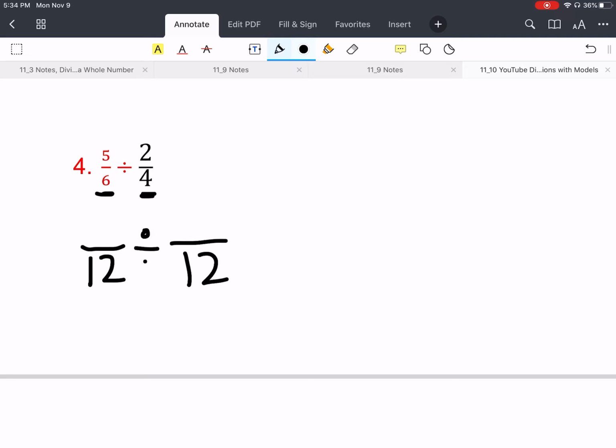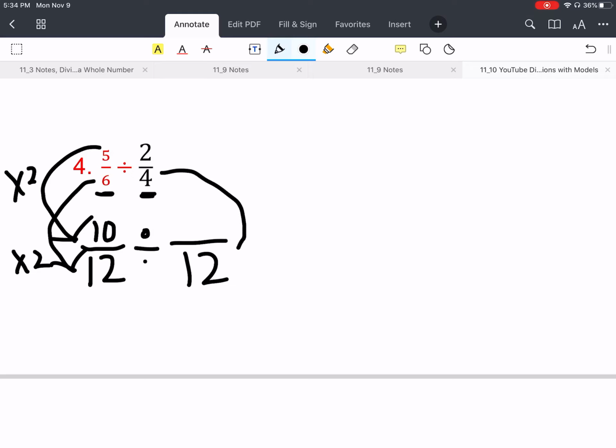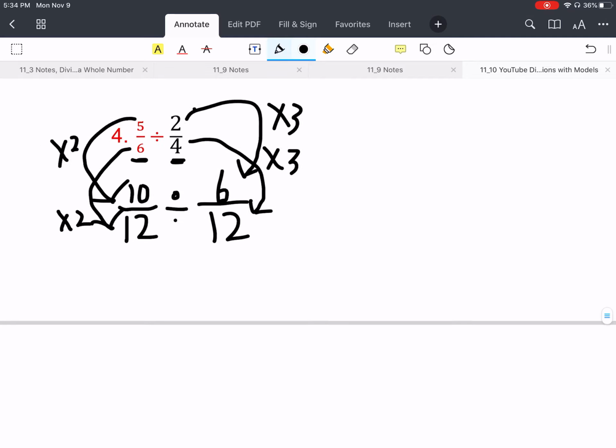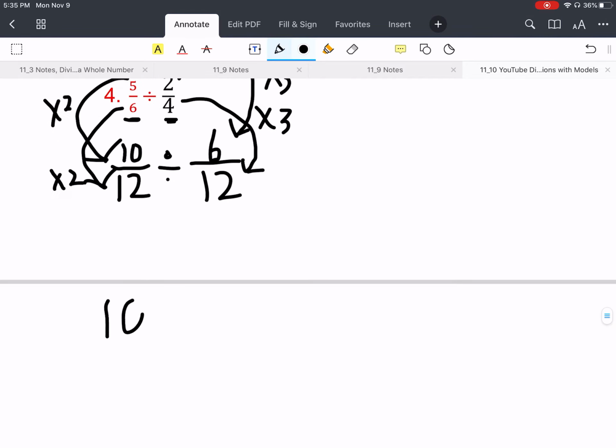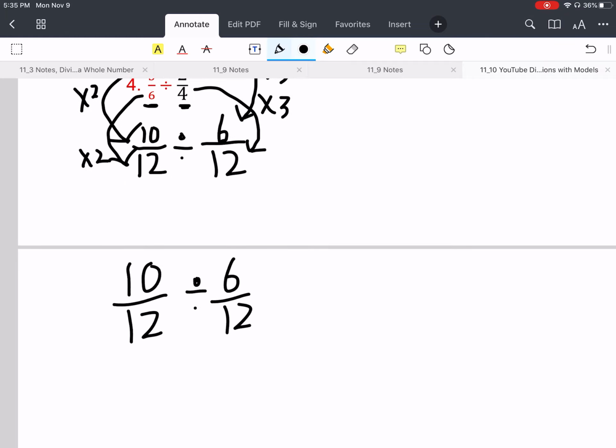So we have our 2 fractions. In order to get from 6 to 12, we multiply by 2. And if we multiply that 6 by 2, we have to multiply this 5 by 2. And that's going to get us 10/12. Multiplied 4 times 3 to get 12. So we have to multiply this 2 by 3. And 2 times 3 is 6. So we have our new problem of 10/12 divided by 6/12. And now we can draw our model.